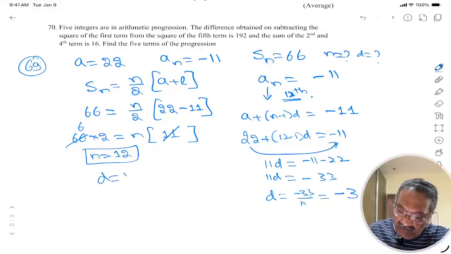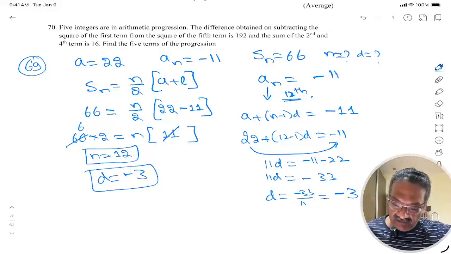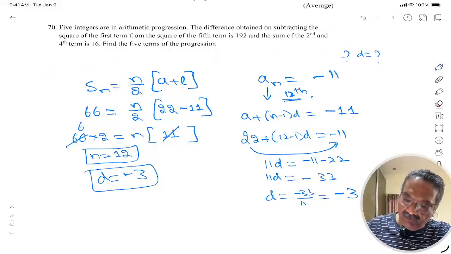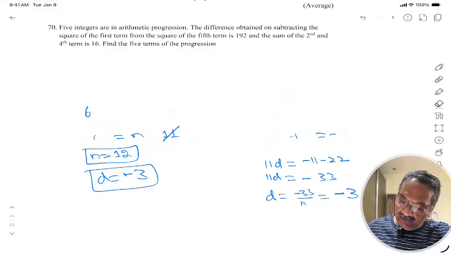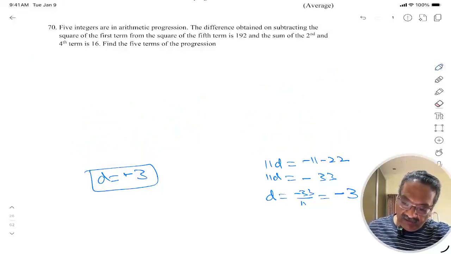So, we got n as 12 and d as minus 3. Okay. Next, let's come to the 70th question. 70th question, what does it say?